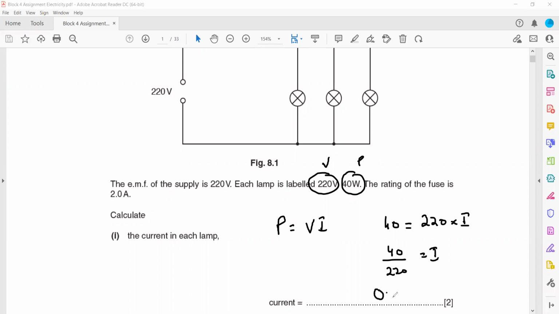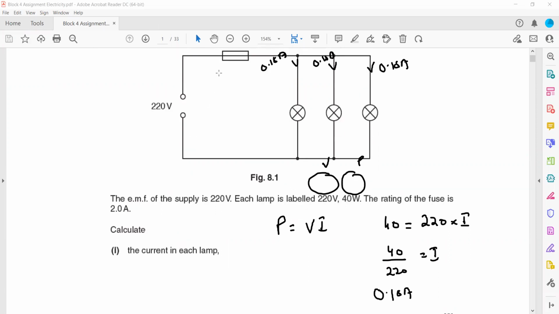So the current in each lamp is 0.18, meaning 0.18 ampere across this one, 0.18 ampere across the second one, and 0.18 across the third, because all lamps have the same rating, so they will have the same current. If 0.18 amp is multiplied by 3, what is the total current which enters? The total current should be 0.54, because that 0.54 ampere divides into 0.18 in lamp 1, 0.18 in lamp 2, and 0.18 in lamp 3.